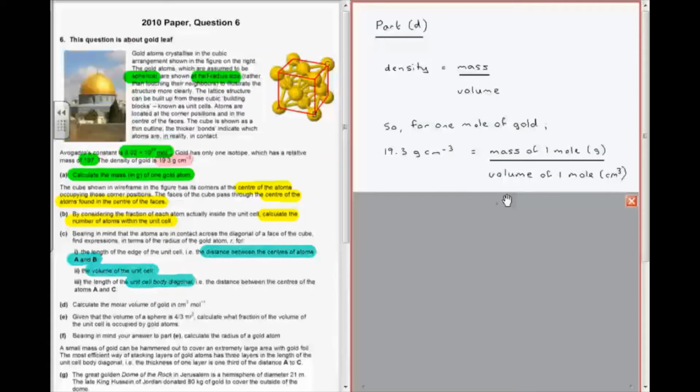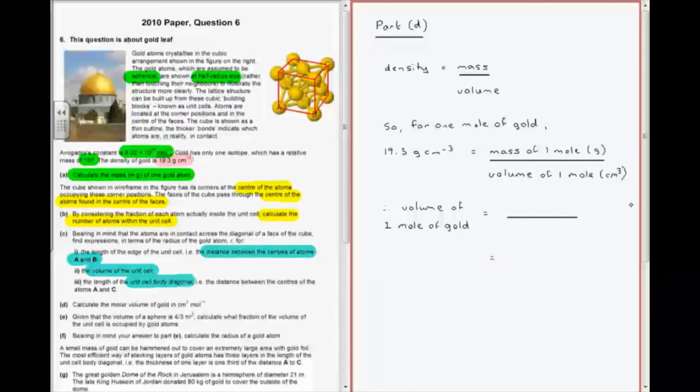equation to give the volume of 1 mole of gold, or gold's molar volume, as the mass of 1 mole, which is 197 grams per mole, divided by the density of gold of 19.3 grams per centimeters cubed, to give us a final answer for the molar volume of gold as 10.2 centimeters cubed per mole.